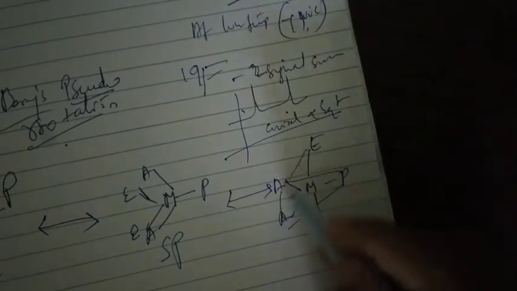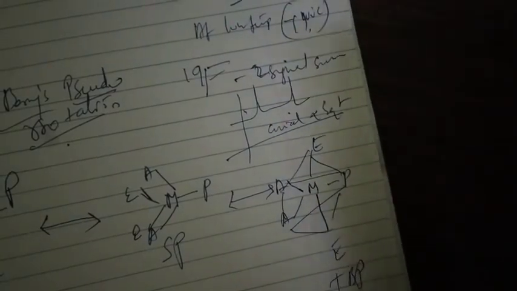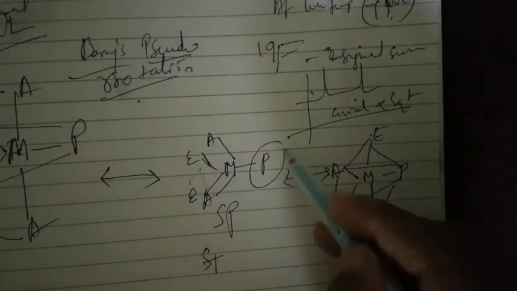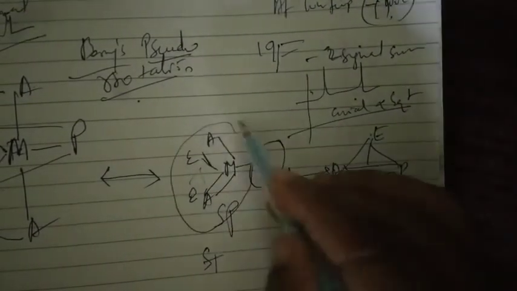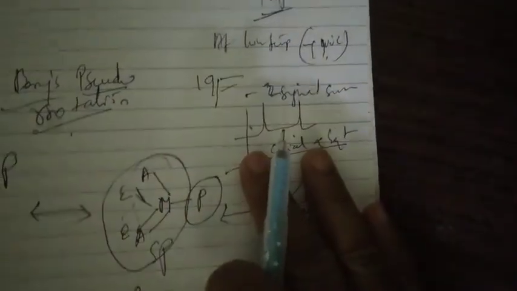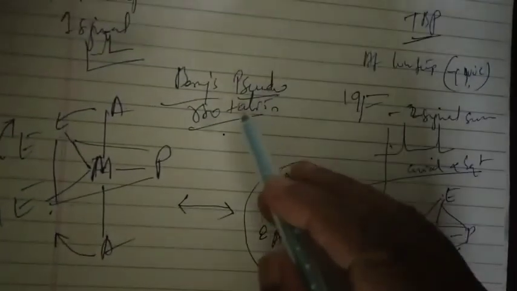Again you are going to get the TBP. So this type of square pyramid and TBP: which was equatorial will come to axial, and which was axial will come to equatorial. This type of rotation we call Berry's pseudo rotation. This remains constant, only these are going to rotate, that is the exchange between axial and equatorial atoms that we observe.